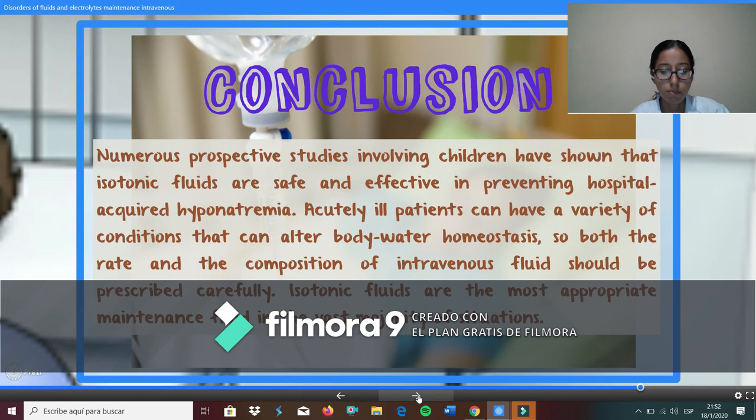Conclusion. Numerous prospective studies involving children have shown that isotonic fluids are safe and effective in preventing hospital-acquired hyponatremia. Acutely ill patients can have a variety of conditions that can alter water homeostasis, so both the rate and the composition of intravenous fluids should be prescribed carefully. Isotonic fluids are the most appropriate maintenance fluids in the vast majority of situations.